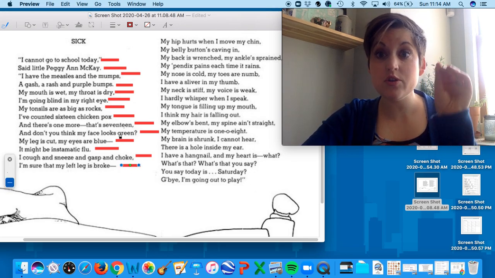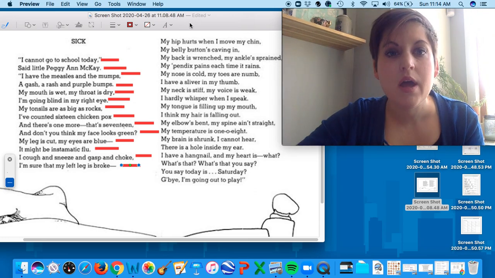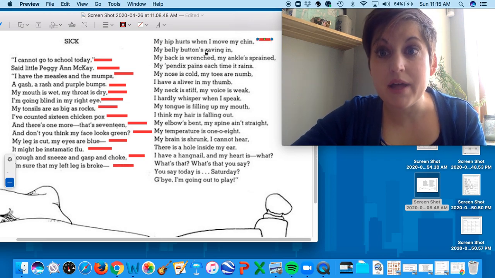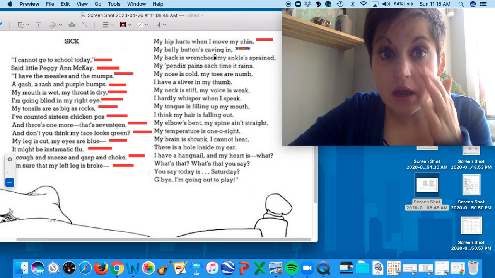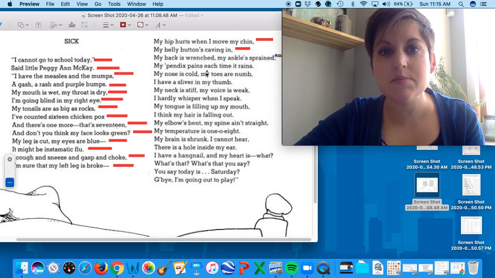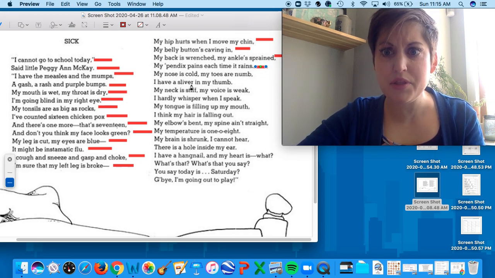So again, you're going to notice we have A-A-B-B, A-A-B-B throughout our entire poem. My hip hurts when I move my chin. My belly button's caving in. My back is wrenched, my ankle's sprained. My appendix pains each time it rains. So you can help me out with these, first grade.